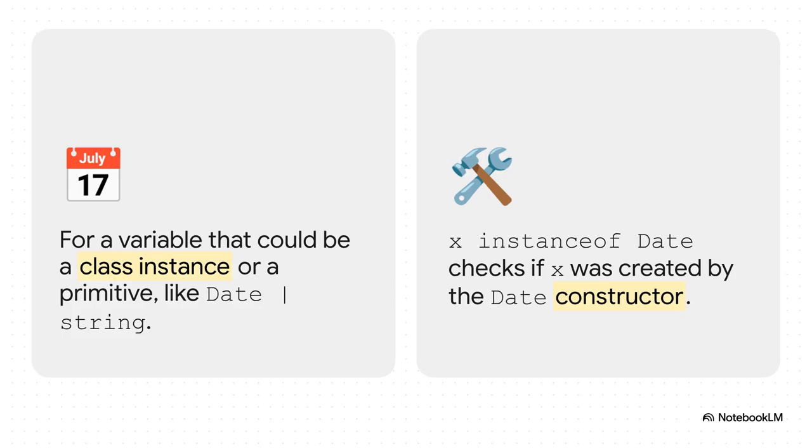Next up is instanceof. This is kind of like in, but it works with classes and constructors. It basically checks an object's family tree. In this example, if our variable x is an instance of Date, we know it was made from the Date class, and we can safely call Date-specific methods like toUTCString. And if it's not, well, in the else block, it must be the only other option left, a string.